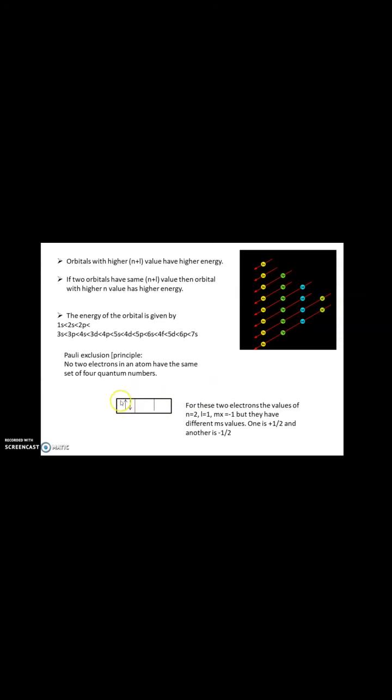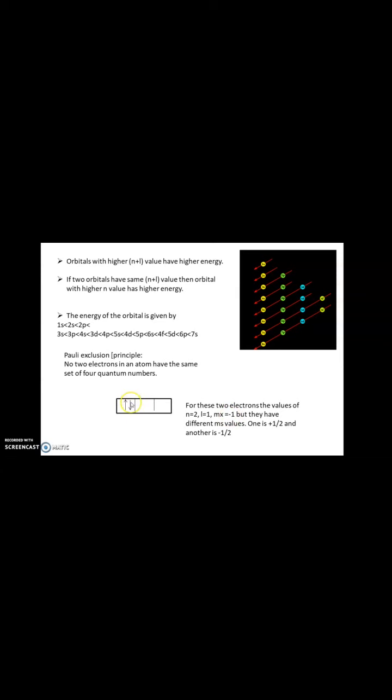Suppose I am talking about the 2 electrons present in the px orbital of the p subcell. In the px orbital, there are 2 electrons. I told you for each room, for each orbital, there is a capability of holding 2 electrons. Correct? So suppose this is the px orbital, and in this px orbital there are 2 electrons. So for the first electron, what is the value of n? Since it is present in the 2px orbital, n equals 2. Since it is a p orbital, L equals 1, and mx value will be minus 1.